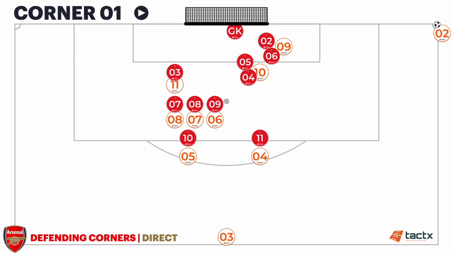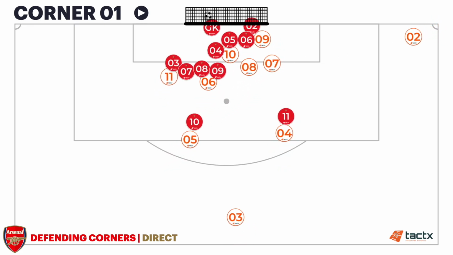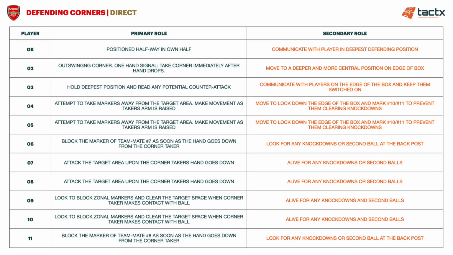In theory, this is how the corner should look. Every player's role, primary and secondary, is on a printable sheet if you choose to use this set play, which is ideal for teams who mark with 2 zonal defenders.